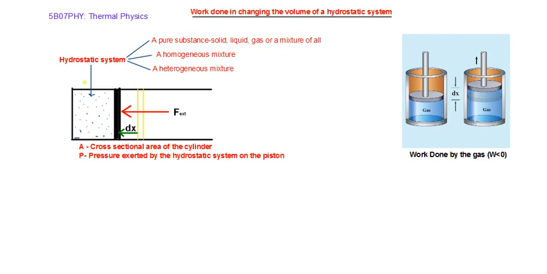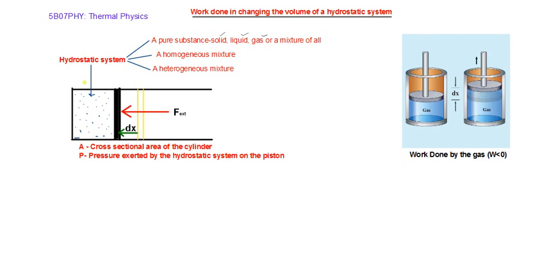It can be a pure substance. Means it can be a pure solid, a pure liquid or gas, or it can be a mixture of pure solid, liquid and gas. So that can be an example of hydrostatic system.